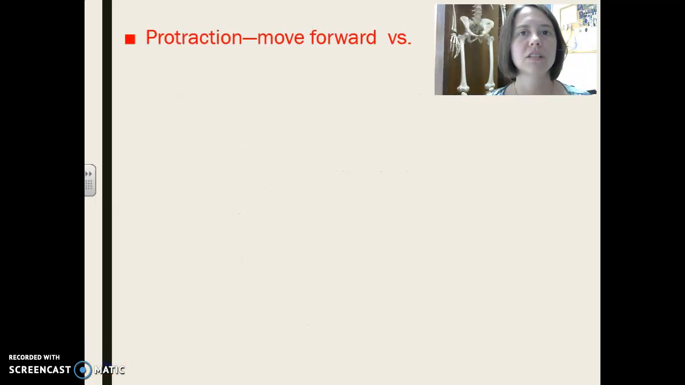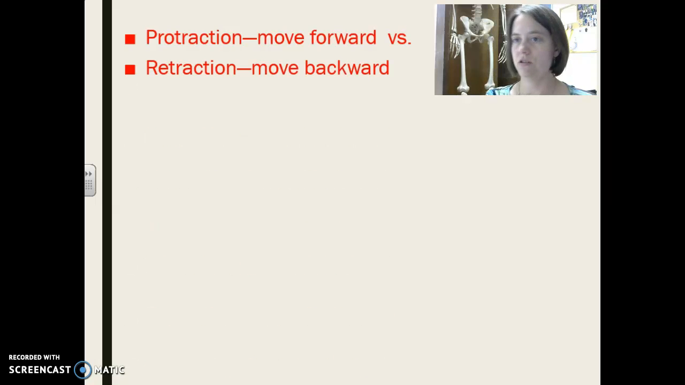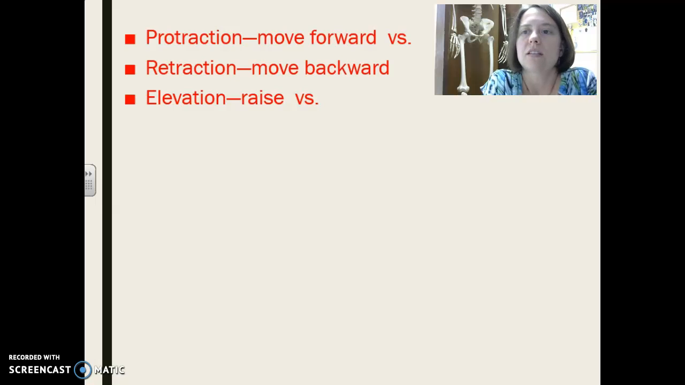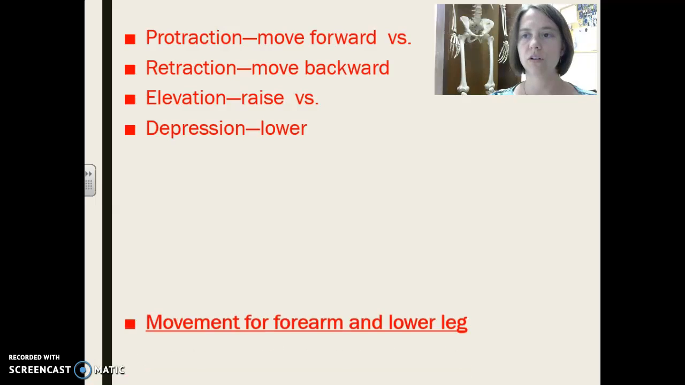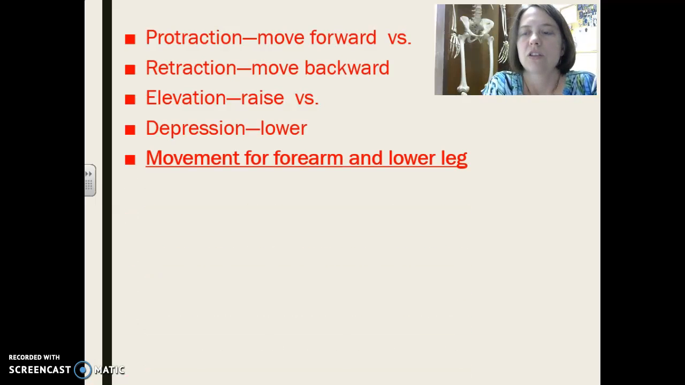Okay, we're going to go over some more movement words. You don't have to write them down, but we will be covering them more later. So there is protraction, which is move forward, and then the opposite of that would be retraction, which is moving a joint backward. Then elevation, which is to raise, and then the opposite of that would be depression, which is to lower. So to raise the shoulder joint, the pectoral girdle, and to lower: elevate, depress.